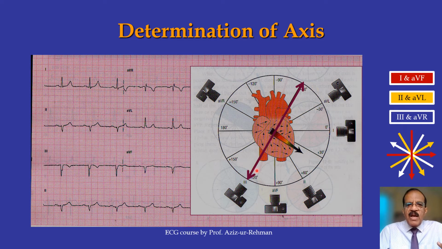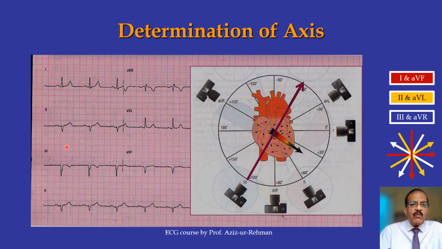To determine which one is correct, we go to the lead which is at right angle to AVR, and the lead at right angle to AVR is limb lead 3. And in this case, you have seen that the QRS is predominantly downward. That means the axis is toward the negative terminal of limb lead 3, and this is the negative terminal of limb lead 3, if you remember your picture. So we have removed this arrow, the axis is now close to minus 60. First we estimated it to be close to 0. Now we have estimated it to be close to minus 60.